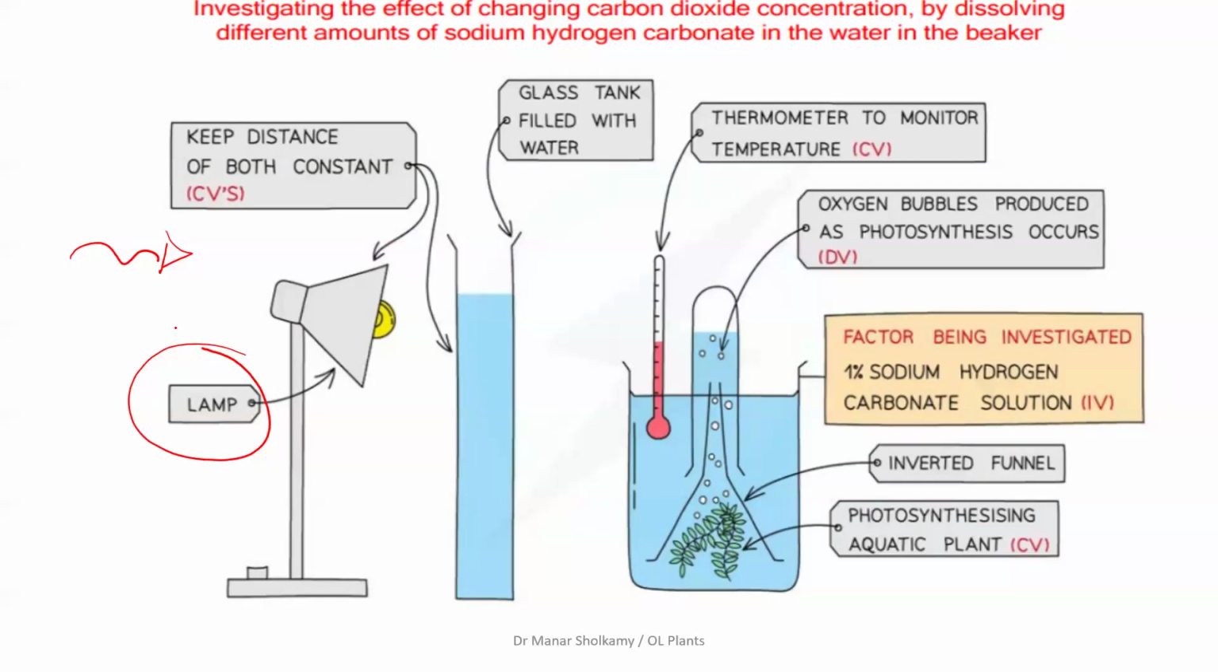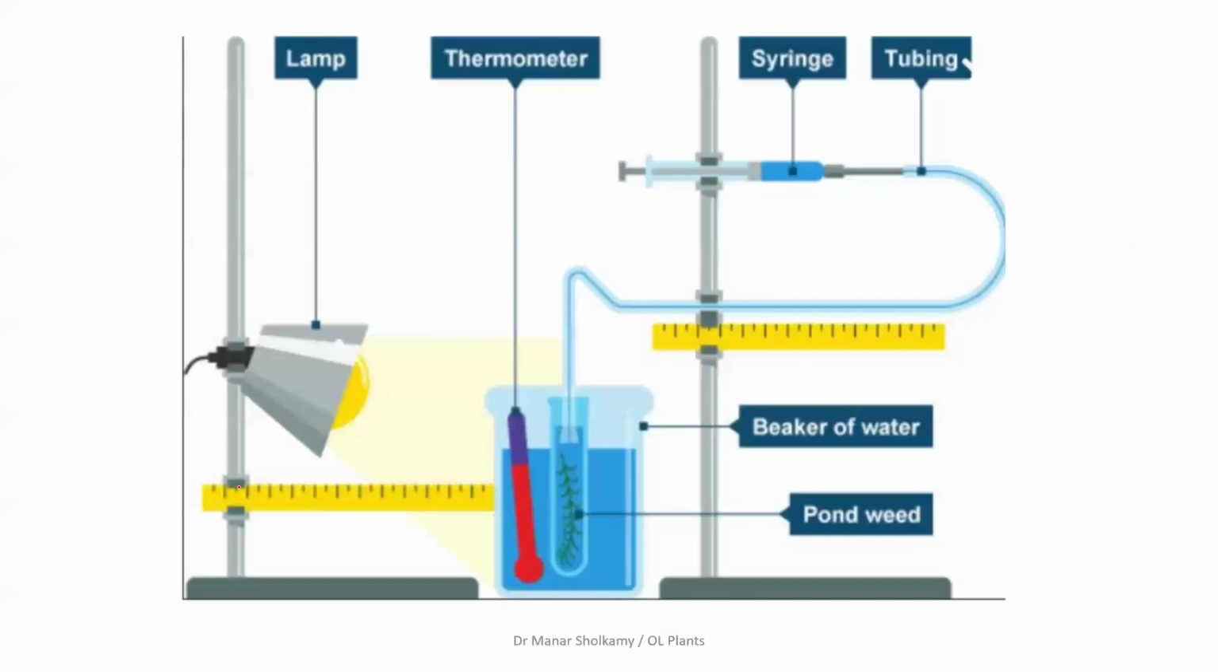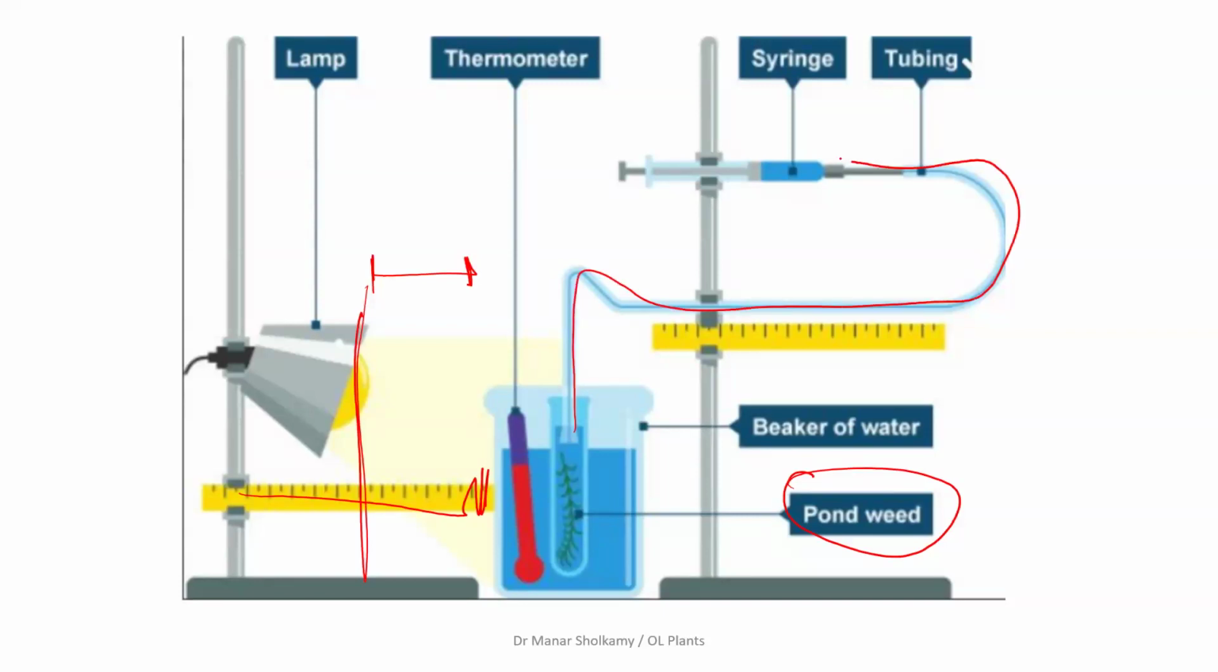We got a lamp and we placed this lamp at a certain distance from the plant in the beaker. We got a water plant, a pondweed, and we put it in water and we exposed it to light and we measured the distance. Okay. And then we measured the number of bubbles produced or the volume of gas produced, like in this experiment. And we recorded the volume of gas produced over a constant time frame. And then we changed the distance again, and we repeated the same steps. And we talked about all the parts of this experiment.